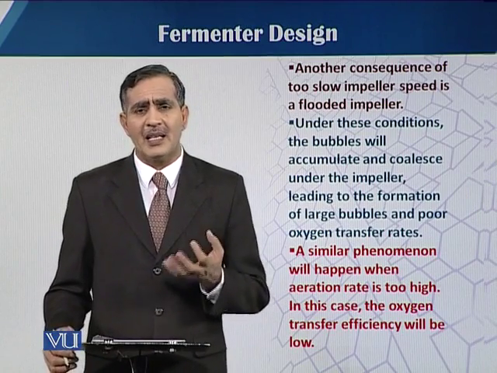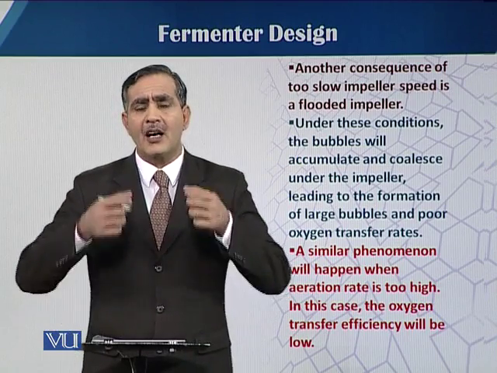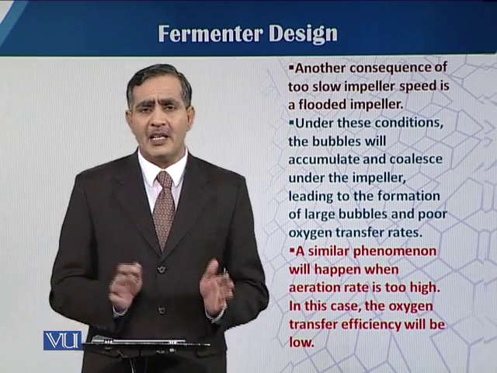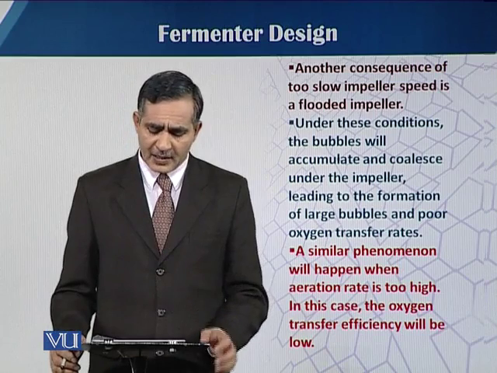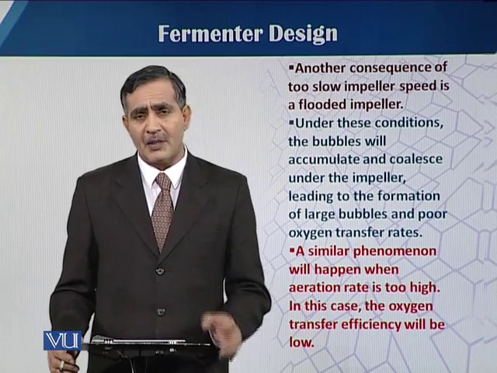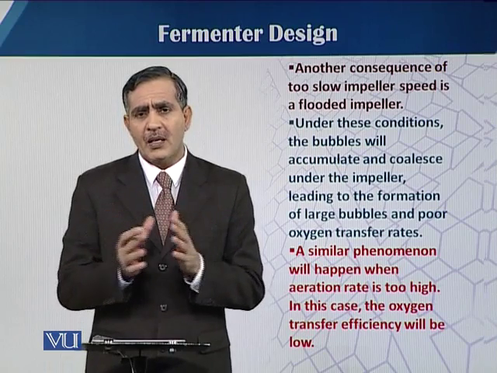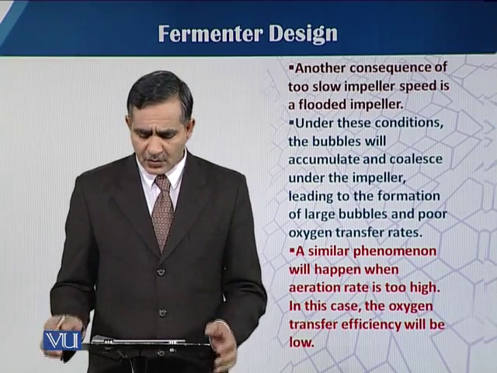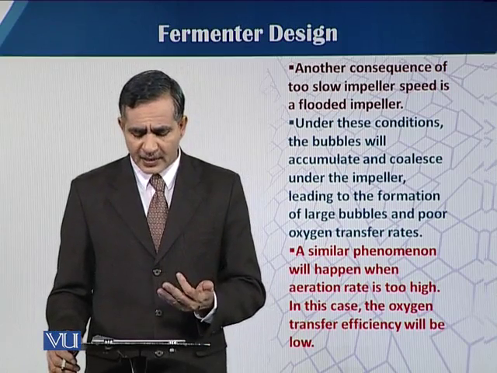Sometimes when the speed is slow, there is more flooding of air bubbles and a column of air is produced, which also means less chance of contact between the air bubbles and the fermentation medium. Under these conditions, the bubbles accumulate and collapse under the impeller, leading to the formation of large bubbles. The small bubbles aggregate to form bigger bubbles, and bigger bubbles have less surface area.